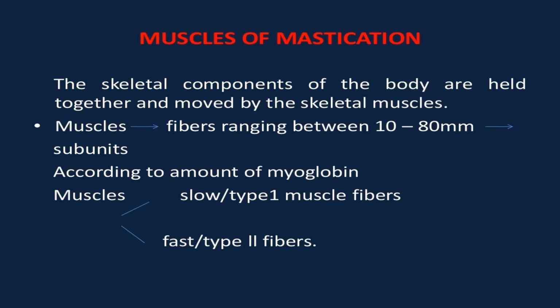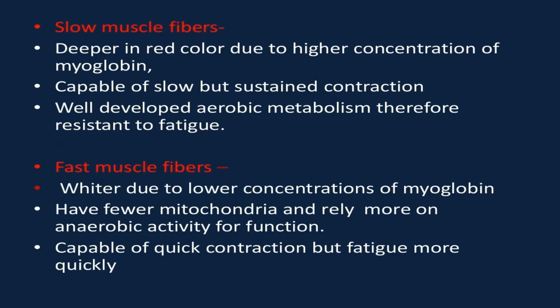Muscles of mastication. The skeletal components of the body are held together and moved by the skeletal muscles. Muscle fibers range between 10 to 80 mm subunits according to the amount of myoglobin. Muscle fibers are of two types: slow or type 1 fibers, and fast or type 2 fibers.